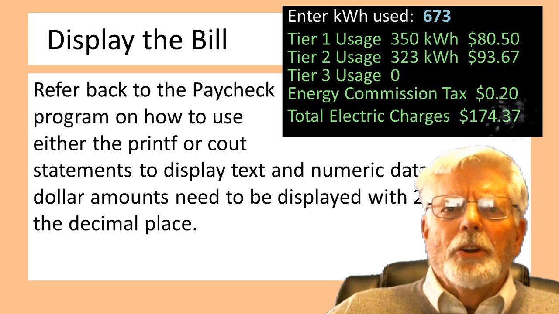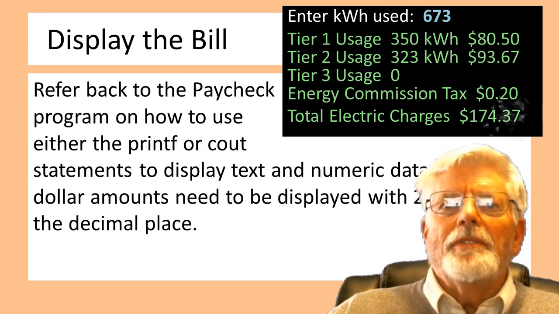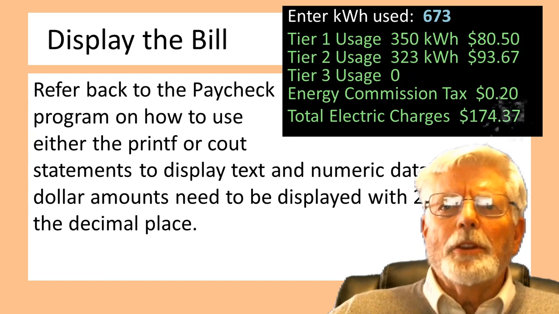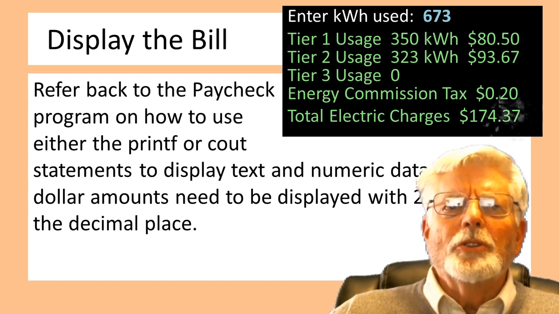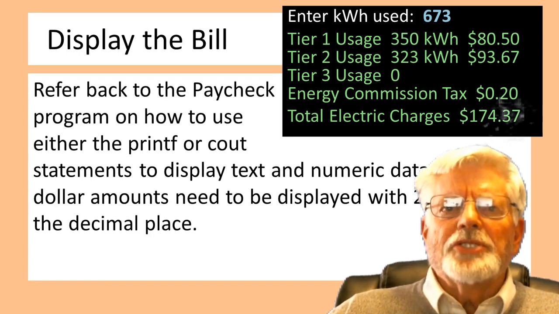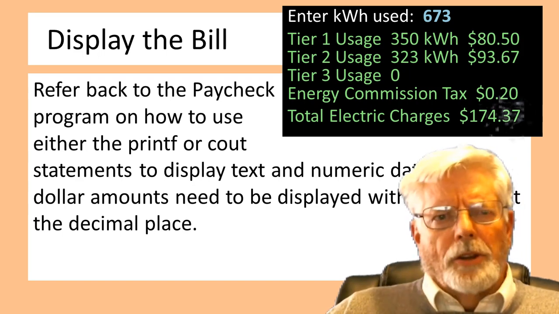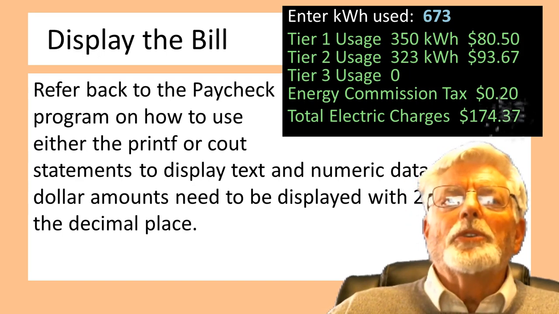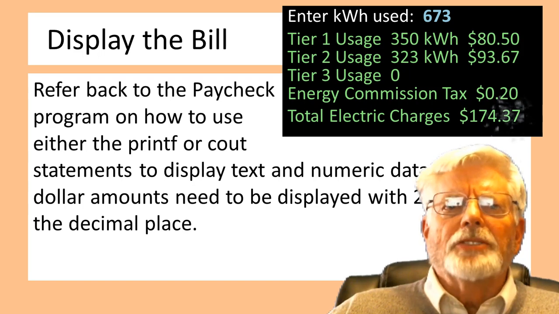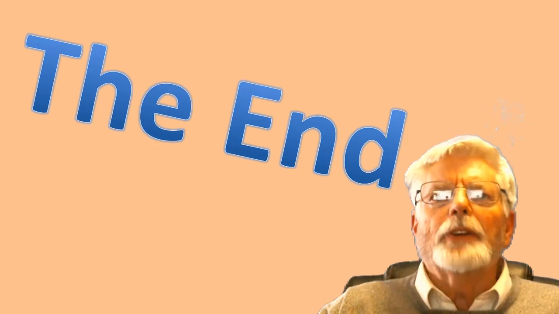The last thing to do is to display the bill using five lines. Refer back to the paycheck program on how to use either the printf or cout statements to display text and numeric data. The dollar amounts need to be displayed with two digits past the decimal place. This is the end of the discussion for the electric bill.